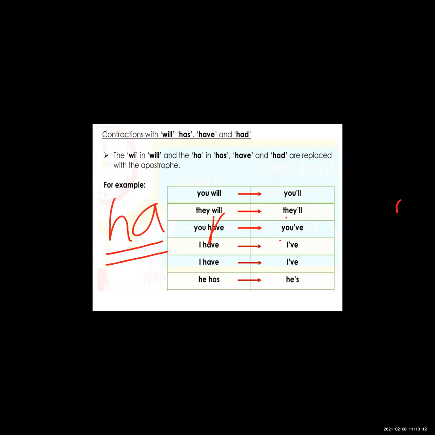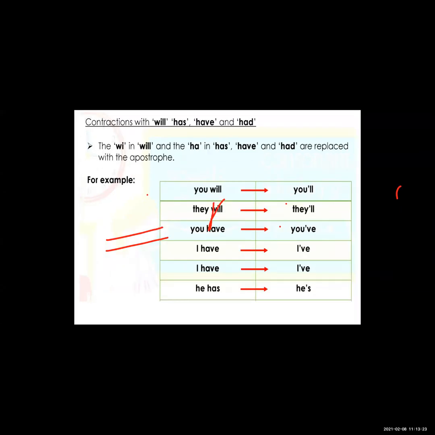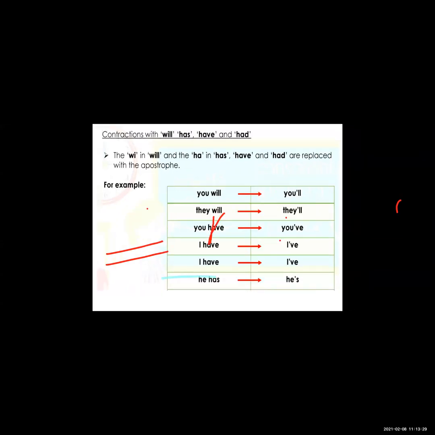Now the next one is I have. Also we are going to replace the HA, and it is I, apostrophe, ve. The next one is he has. Here also we will replace the HA with an apostrophe, and how will we write it? He, apostrophe, s. Okay, he's.